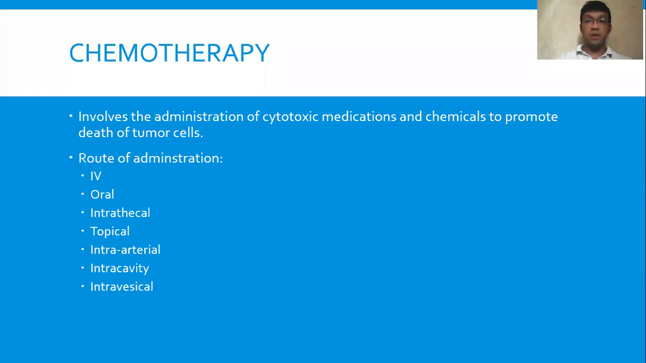So, chemotherapy, that's what we call the treatment for patients with cancer, wherein we administer antineoplastic drugs or chemotherapeutic agents. So this involves the administration of cytotoxic medication. Cyto meaning cell, toxic, so it kills. These medications kill the cancer cells, and also chemicals to promote the death of tumor cells. So this is what chemotherapy is for.